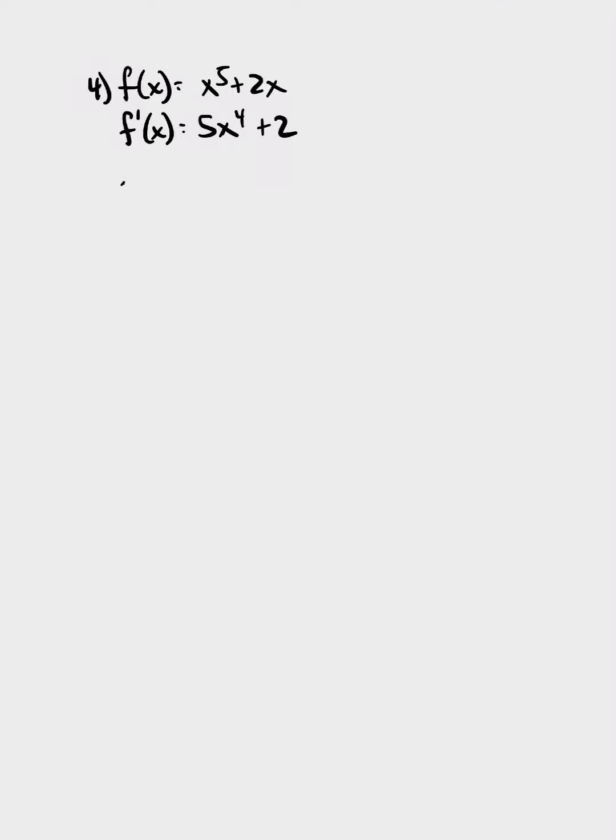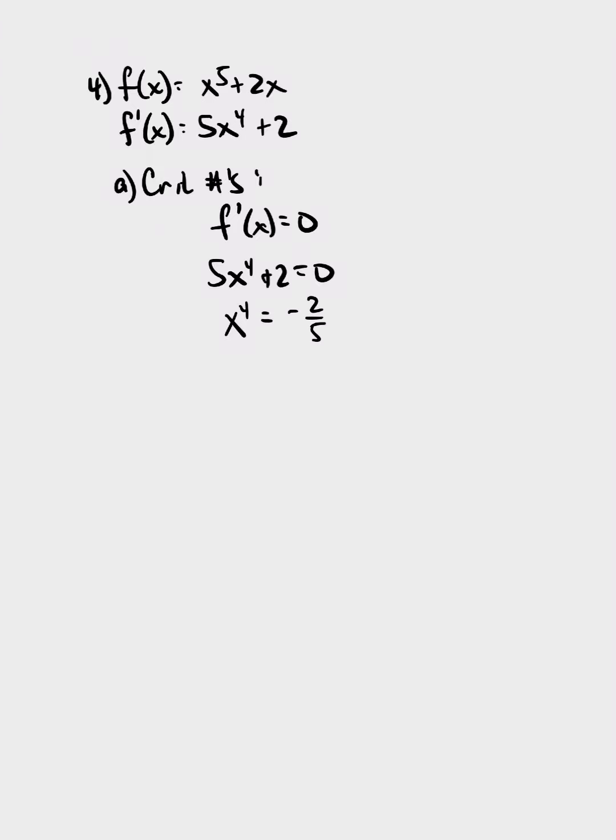So if I go and start trying to find the critical numbers, then I'm solving the derivative equal to 0. That's 5x to the fourth plus 2 equal to 0. Here I have a fourth degree equation, but there's only x to the fourth, so I can isolate here. One way you can think about doing this is taking the fourth power, or the fourth root, of both sides.